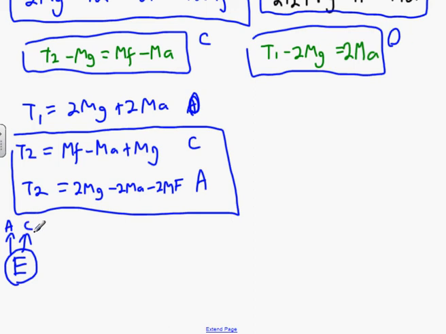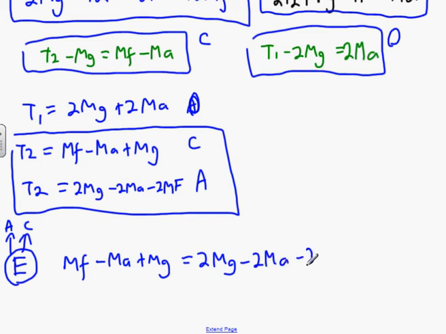Do you ever do a big, massive long equation only to find out 0 equals 0 or 5 equals 5? It means you double used your information and you learned nothing from it. Keep track of your information, okay? Where it's coming from. E is coming from A and C. So we're going to get MF minus MA plus MG equals 2mg minus 2ma minus 2mf.